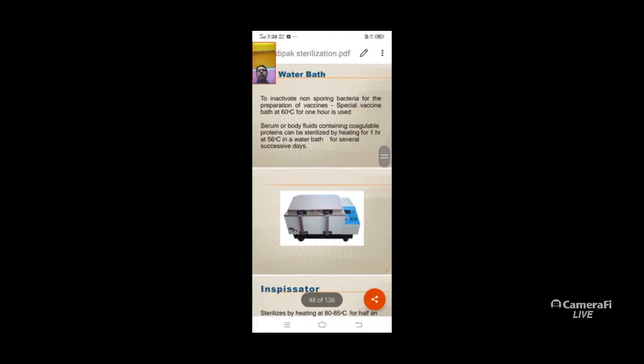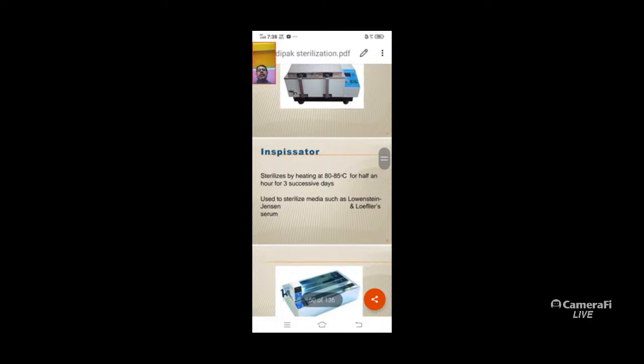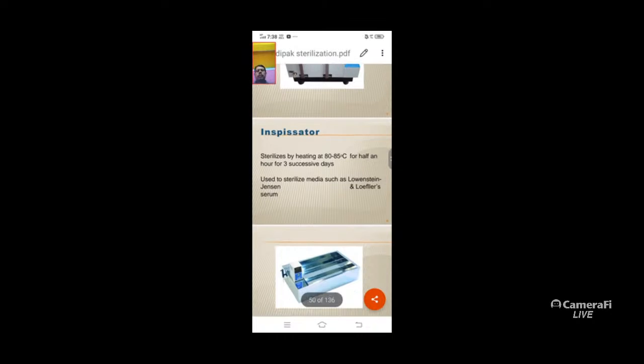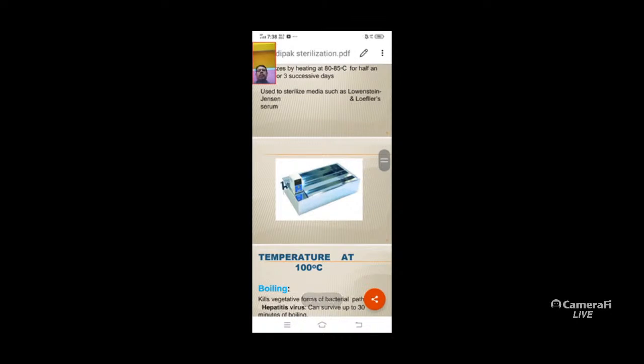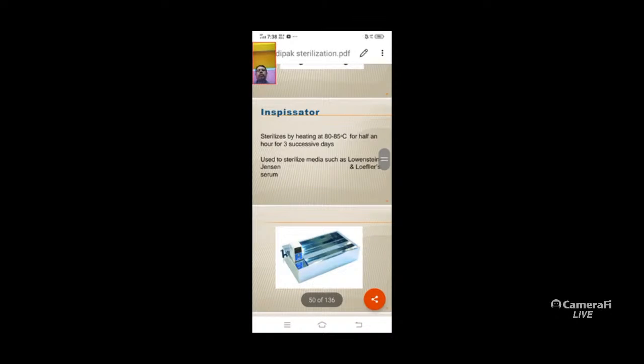Then the water bath can sterilize moisture. There is the inspissator. Sterilization by heat at 80 to 85 degrees centigrade for half an hour on successive days. It is used to sterilize media such as Loeffler's serum. These are sterilized by the inspissator. These are the instruments used as inspissators.